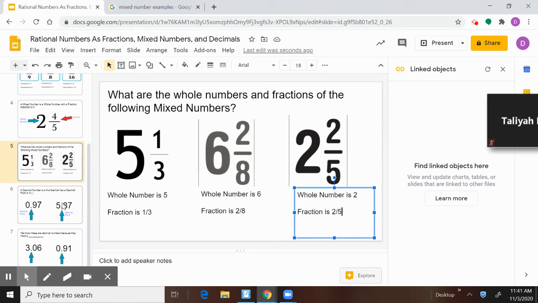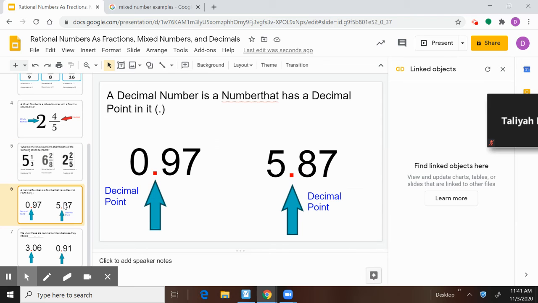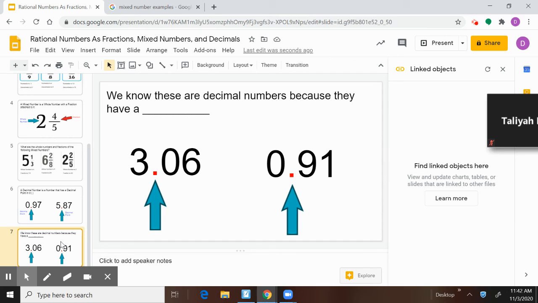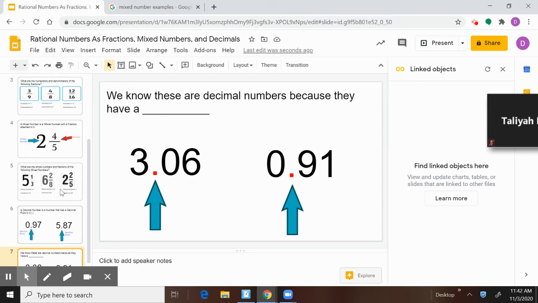And the last example are rational numbers written as decimal numbers. Here, we see that a decimal is a number that has a decimal point in it. So I made the decimal points red. So we have 0.97, decimal point there. 5.87, the decimal point pointing there. Okay, we know these are decimal numbers because they have a decimal point.